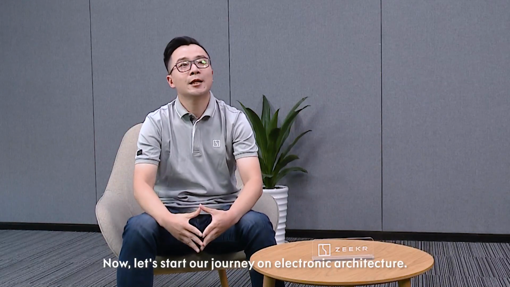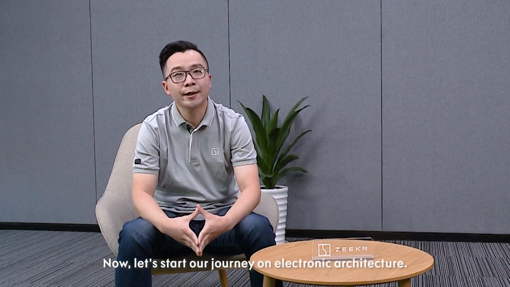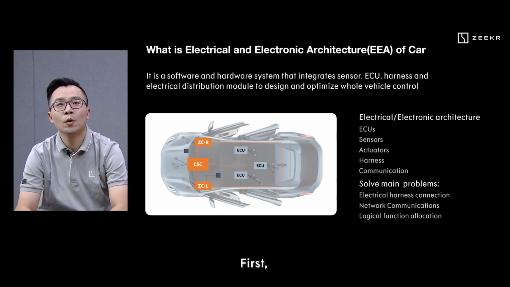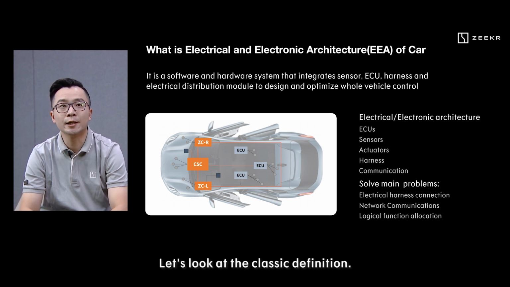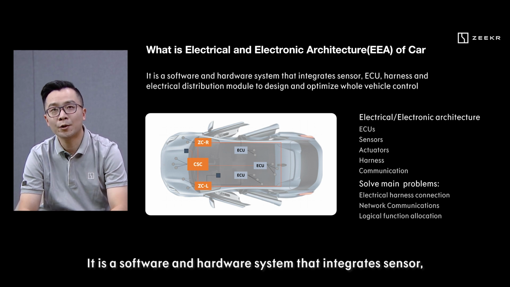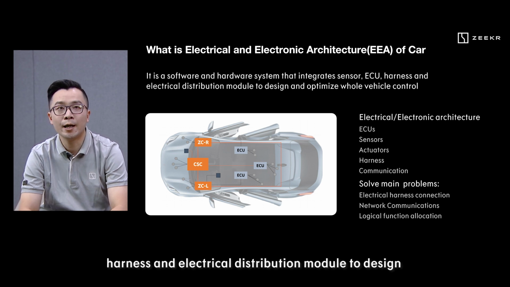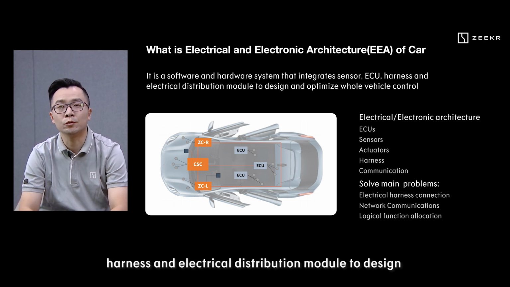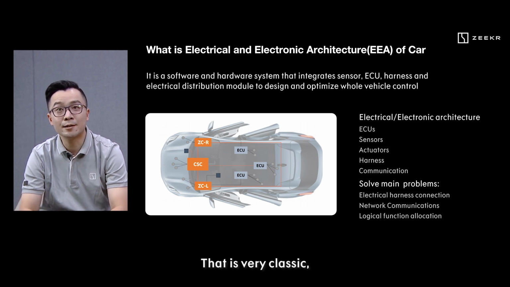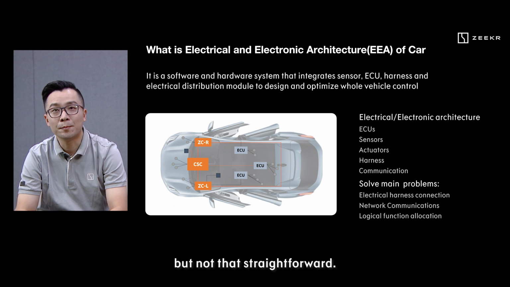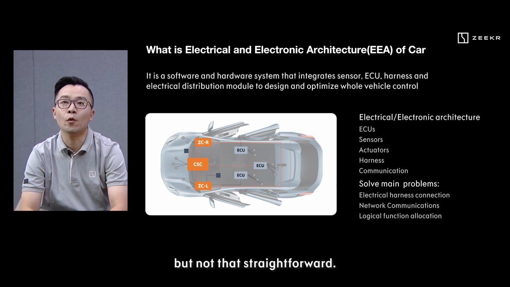Now, let's start our journey on electronic architecture. First, what is the electrical and electronic architecture of a car? Let's look at the classic definition here. It is a software and hardware system that integrates sensor, ECU, harness, and electrical distribution module to design and optimize full vehicle control. That is very classic, but not that straightforward.